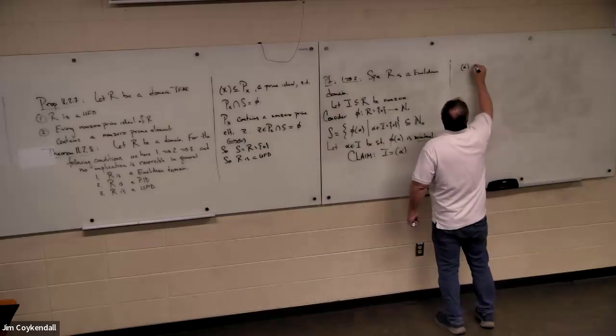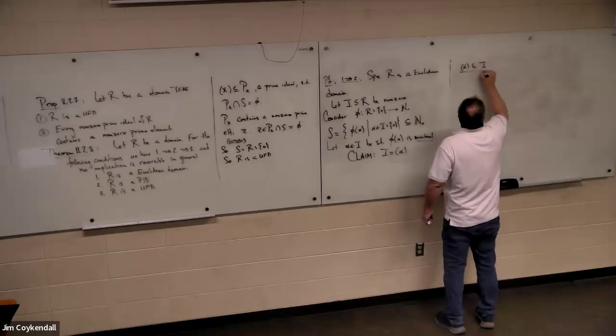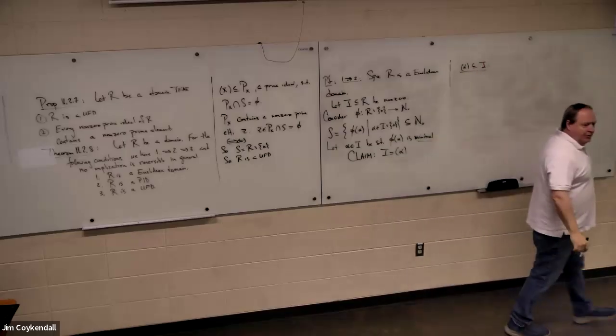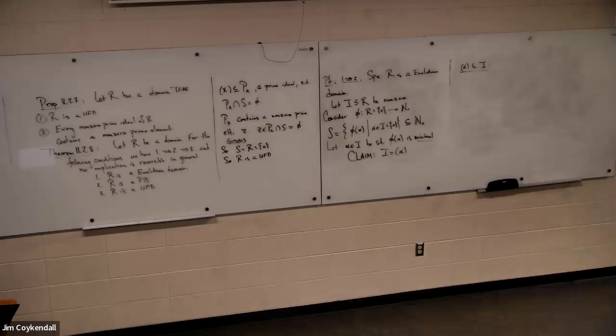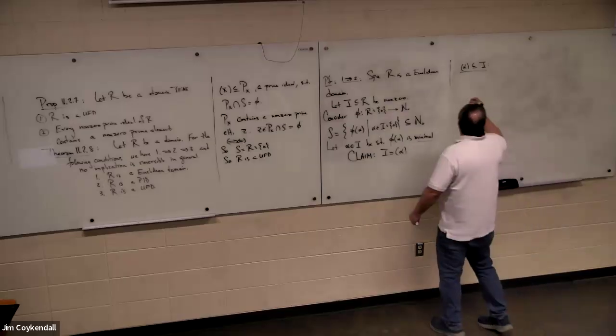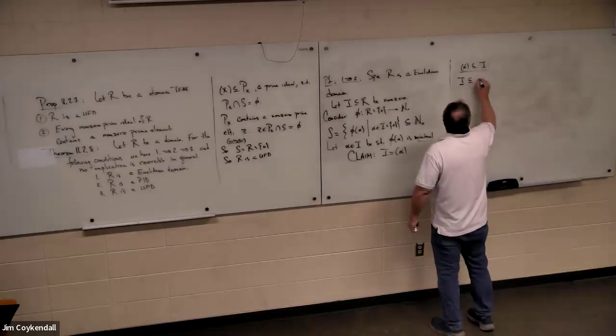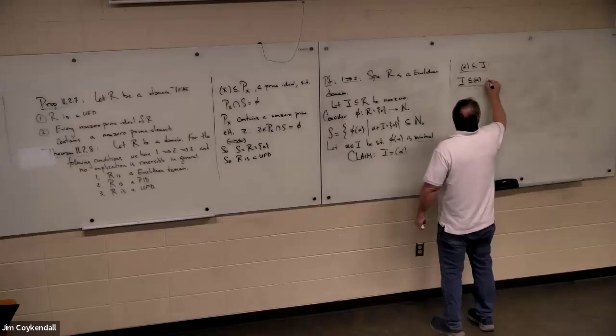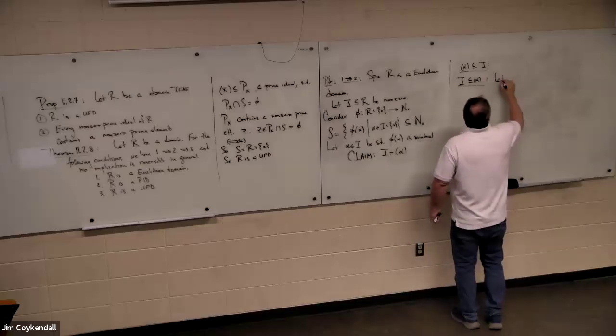Certainly, that must be true, because α is an element of I, and so the ideal generated by that element is an ideal inside there for sure. The interesting part is, why is this the whole shebang? Well, let's see. Let's prove this.